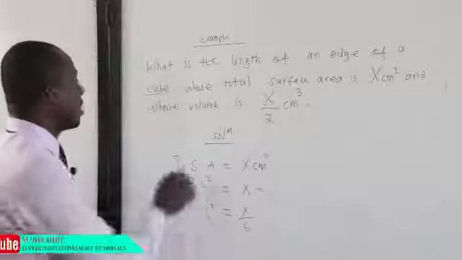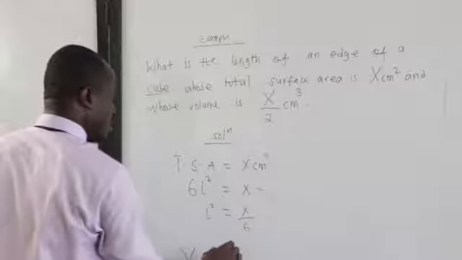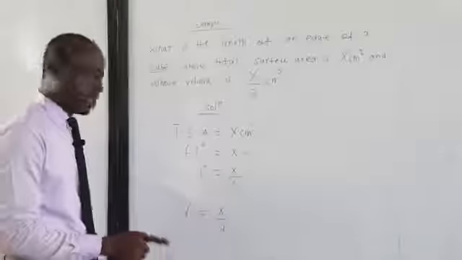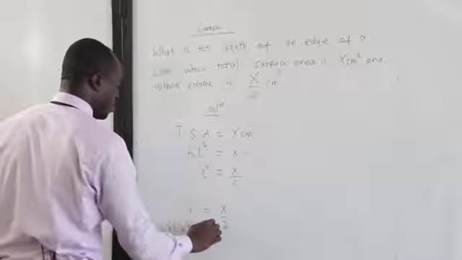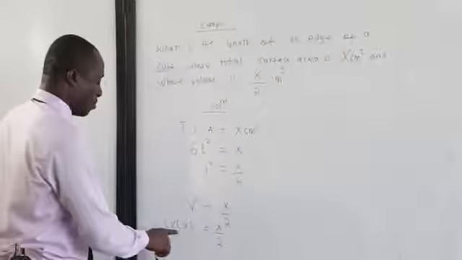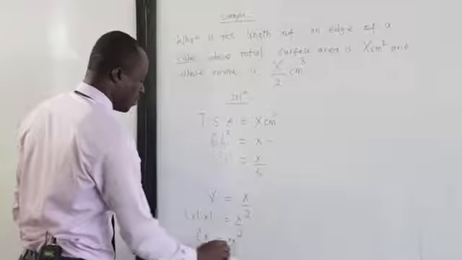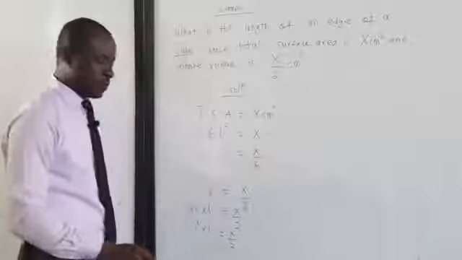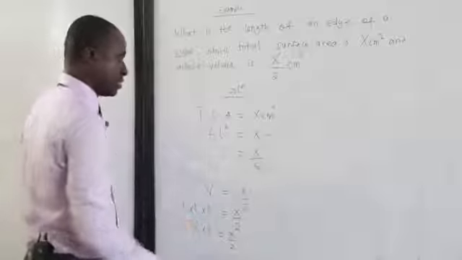Now it is saying that the volume is x over 2. Now how do you find the volume of a cube? Volume of a cube is L times L times L. We have x over 2. Now what is L times L? L square times L equal to x over 2. Why am I leaving it this way? Clearly L square is what? x over 6. So in place of this L square, I'll put x over 6 over there.